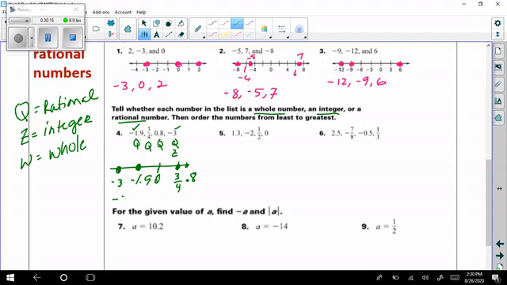So in order, it's going to be negative 3, negative 1.9, 3/4, and then 0.8. Number 5. I'm going to put these in order. I'm going to go ahead and use a number line just because. I'm going to have negative 2.